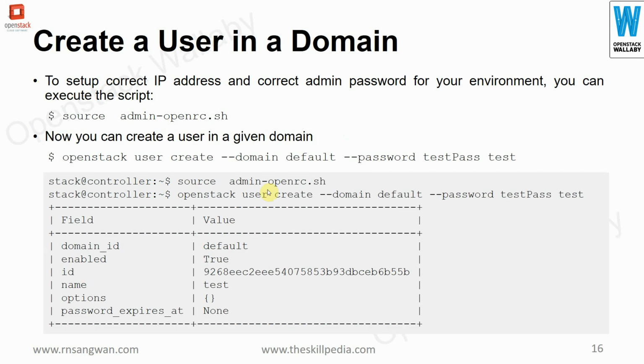To set up the correct IP address and correct admin password for your environment, you can execute the same script. Now, how to create a user in a domain. Let's understand how to create a user. First source the same file, then OpenStack user create, domain is default, and the password and the username. This way user test will be created in the default domain: OpenStack user create, domain default, password test pass, and the username is test.